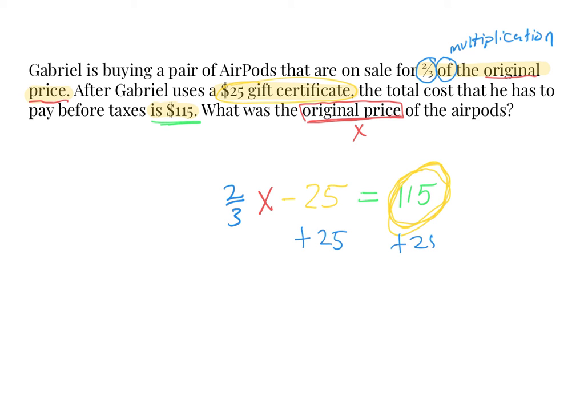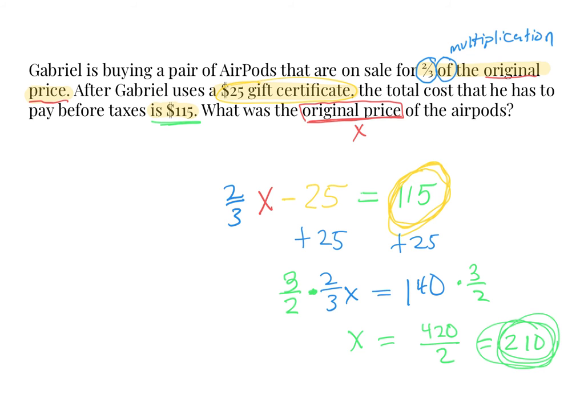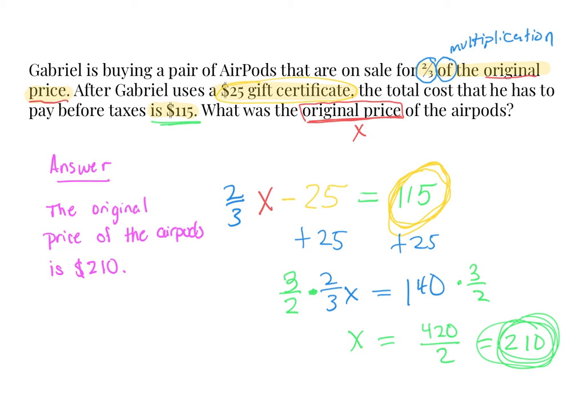So I do my inverse operation, and I end up with 2/3 x equal to 140. Then I am going to get rid of this 2/3 by doing its inverse, its reciprocal. And what I do on one side, I do on the other. So x is equal to 420 divided by 2, and that equals 210. So the original price was $210. I write a complete sentence saying the original price of the AirPods is $210.